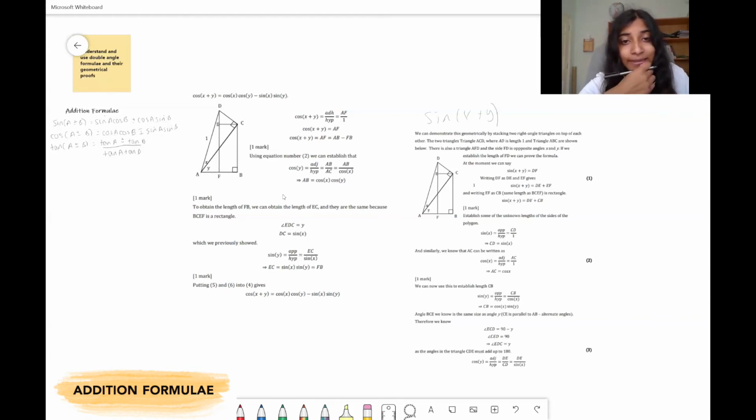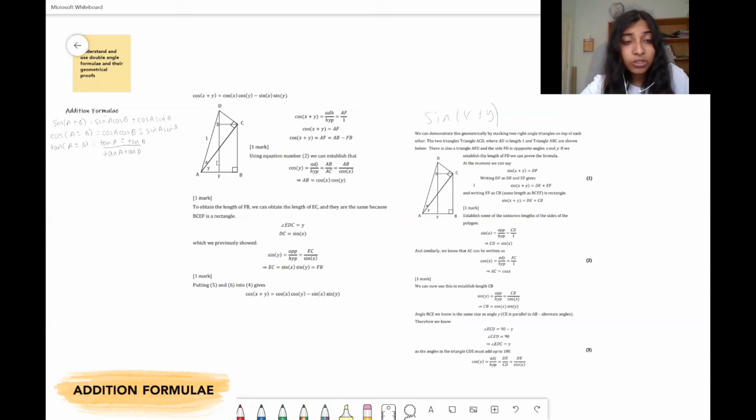So now we want to try and find these two values and expressions for them, which could relate to this one. So using what we did here with equation 2, where we got that AC is equal to cos x, we can use that over here.